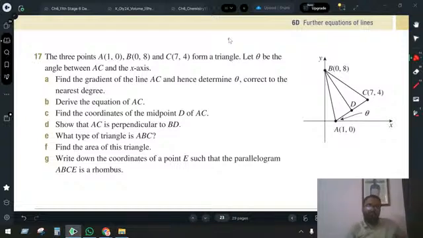So he has given 3 points A, B, C that form a triangle, and theta is the angle between AC and the x-axis. This is A, this is C, and this is the angle theta. Find the gradient of AC. What is the gradient of AC? It is 2 over 3. That's it: 0 minus 4 over 0 minus 1 minus 7. It's minus 4 over minus 6, which means 2 over 3.